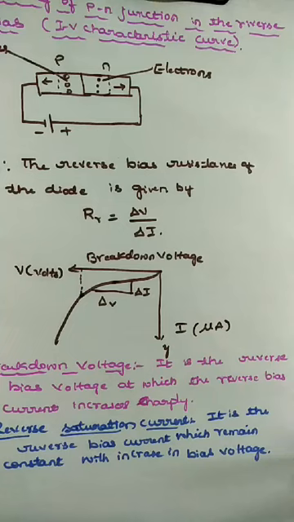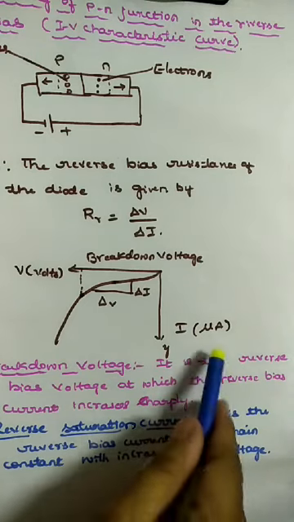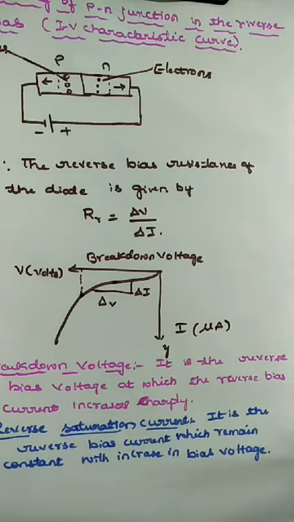Whereas in the forward direction, there is a small change in the voltage and the current sharply increases. But here the current remains constant with increase in the bias voltage. The reverse saturation current is in the microampere range, that is 10 raised to minus 6 ampere.